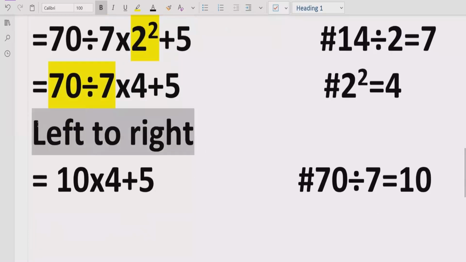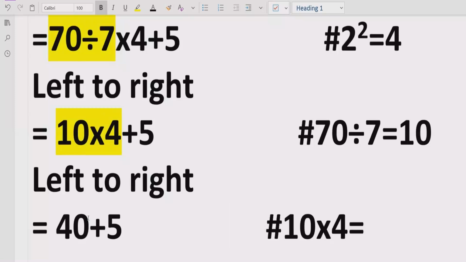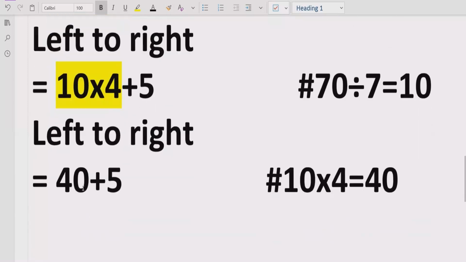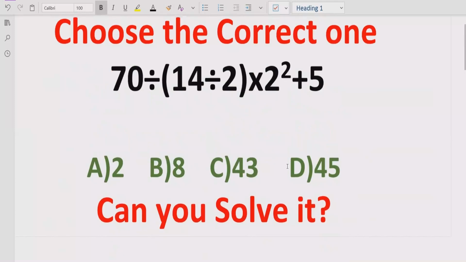Now again we have to apply the same rule. We will go left to right and find out multiplication and division. So now we have 10 multiplied by 4, which is equal to 40, plus 5. Here we have to write this, 10 multiplied by 4 equals 40. Now we have two terms which are adding to each other. So we will add both of them and get the answer, which is 45. The answer of the given expression is 45. If you see the answer list, answer D is the correct answer of this expression.